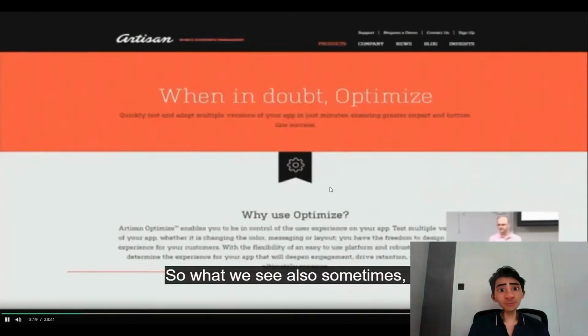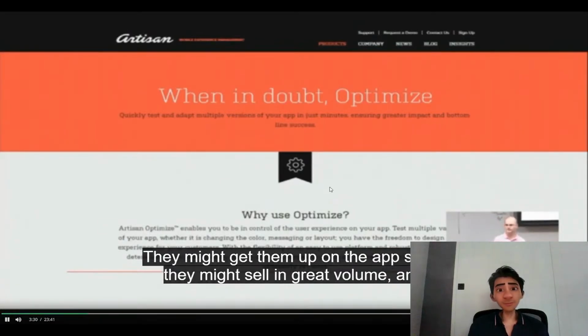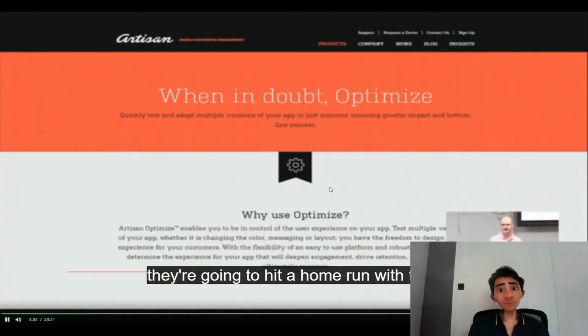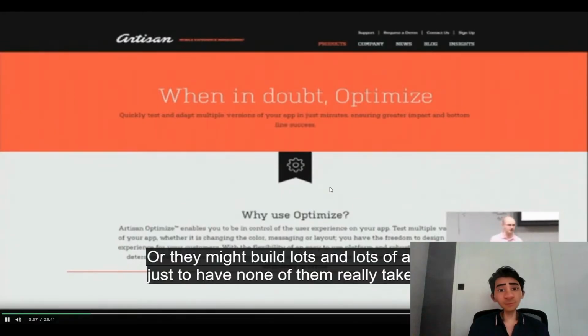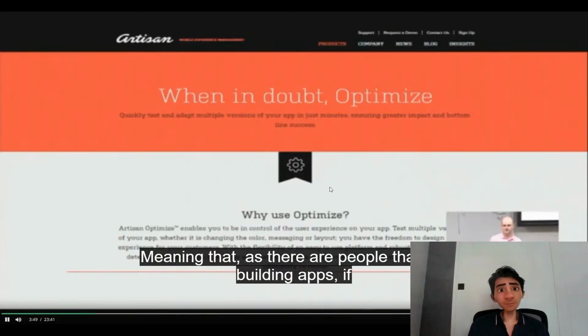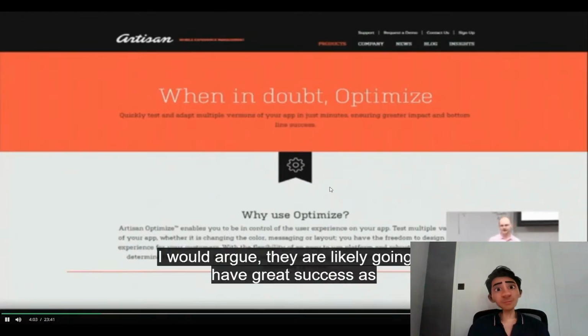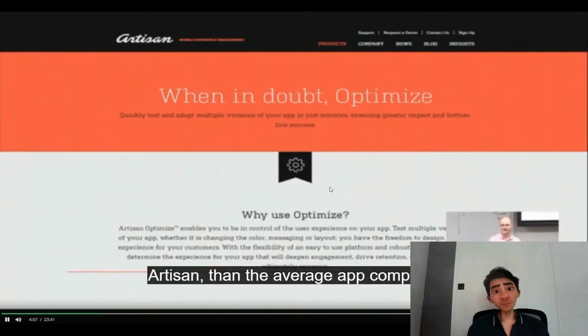So what we see also sometimes is that there's trends emerging like app development. And so there are lots of companies that are trying to build apps, and their apps might be a hit. They might get them up on the App Store, they might sell in great volume, and they're going to have a lot of success, and they're going to hit a home run with that, or they might build lots and lots of apps just to have none of them really take off. Alternatively, there are companies like Artisan that are building tools for app developers, meaning that as there are people that are building apps, if I can bring you platforms that will help you in your design, that will help you in refining that user experience, that's a tool for the builder of the apps, I would argue they are likely going to have greater success as Artisan than the average app company.